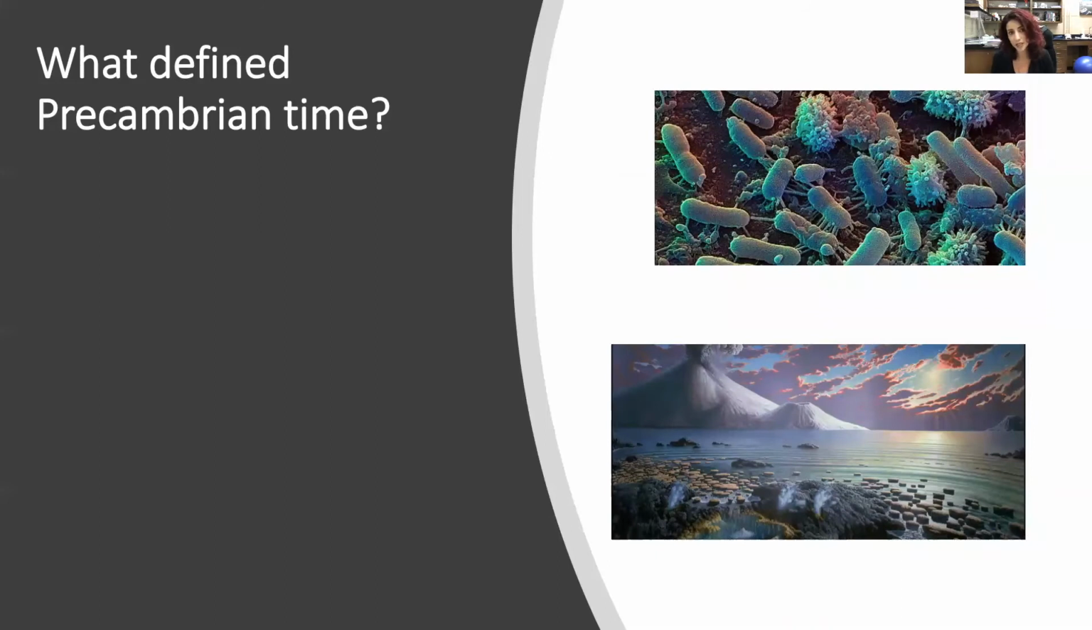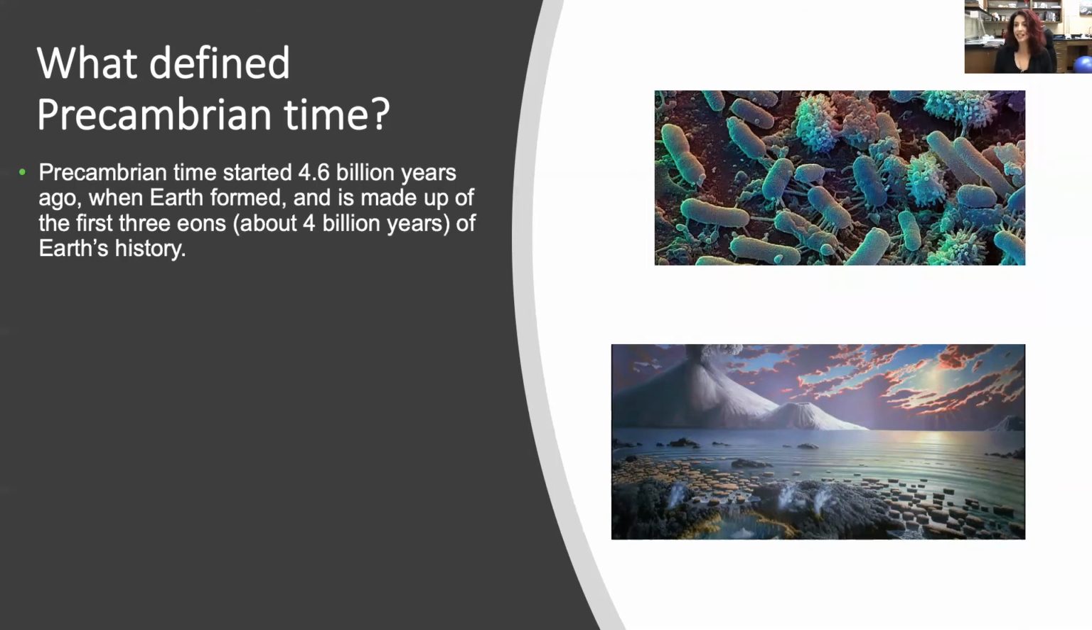So first we're going to talk about the Precambrian. Precambrian simply means before the Cambrian. This is the oldest period of Earth's history. Precambrian time started about 4.6 billion years ago when the Earth first formed, and it's made up of the first three eons of Earth's history. That represents 4 billion years. That is a whole lot of time.